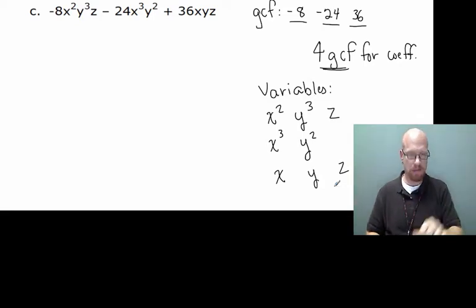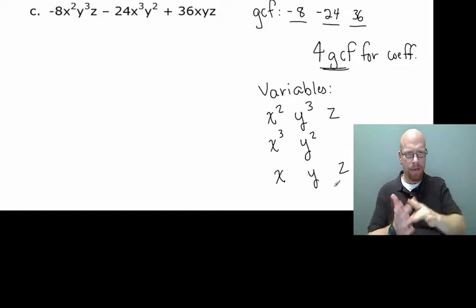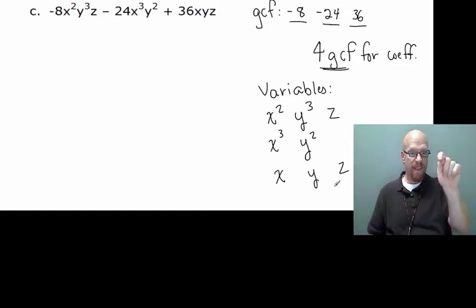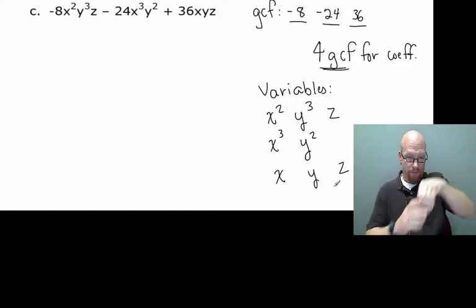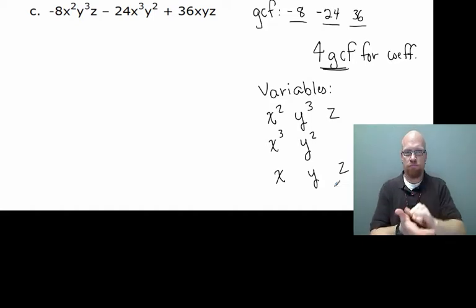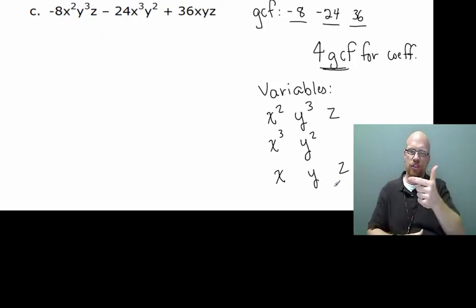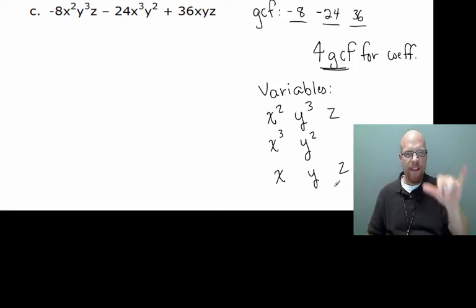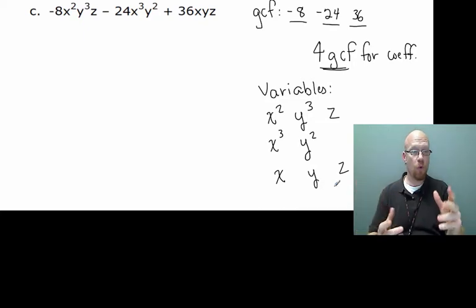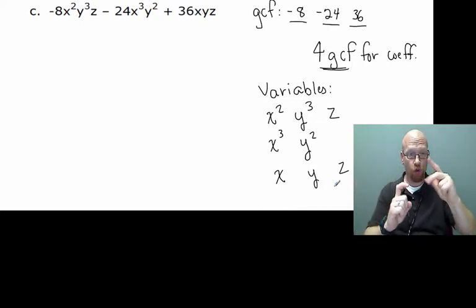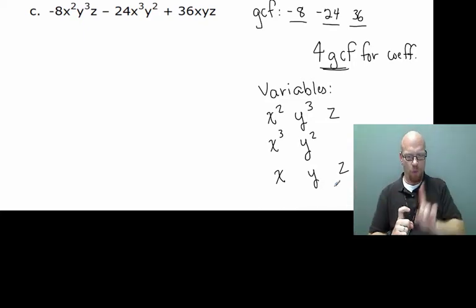Now, as you can see, I wrote my variables with the x's in one row, the y's in one row, and z's in one row. Now notice my middle term has no z. So within this GCF for our variables, z cannot be part of that greatest common divisor. They all have to contain z to be able to be divided by z.